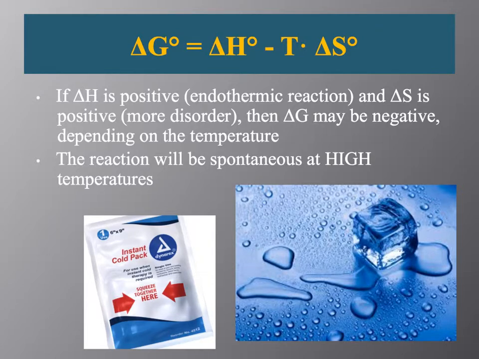How about if delta H is positive, it's an endothermic reaction, and delta S is also positive, so the reaction leads to more disorder. Then again, your delta G might be negative depending on the temperature. These types of reactions are spontaneous at high temperatures, and high here is a relative term because ice melts. Ice melting is a good example of this. It has to absorb energy from the environment. Energy has to come into that ice cube for it to melt, but as the solid ice turns to liquid water, it becomes more disorderly.